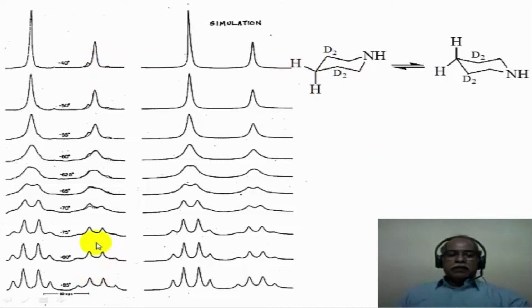Now, such a dynamic process can also be simulated by computer by putting in appropriate rate constants for the processes, and essentially one can simulate not only the low temperature and high temperature spectra, but the line broadening at the intermediate stages can also be precisely simulated in the NMR spectrum. And these are the simulated NMR spectra, and this corresponds to the experimental NMR spectra at various temperatures.